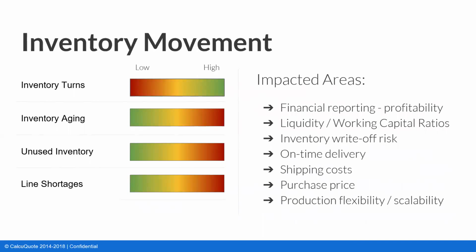In terms of impacted areas, the areas impacted here are financial reporting, liquidity, working capital ratios, just like before. The inventory write-off risk is also much higher. So this is a little bit different than the bad debt risk. This is to say that the inventory over time will become less useful to you. So you want to make sure that you're managing these metrics because the more they age, the more unused inventory you have, the more liability you're accruing.